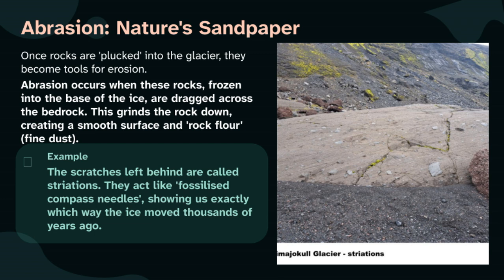Let's ask a question. If you found striations running from north to south, what could that tell you? Here's a model answer. It could suggest that the glacier moved in a north-south direction across that rock surface.